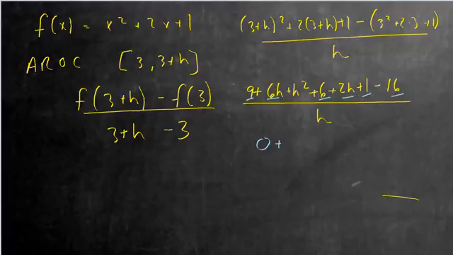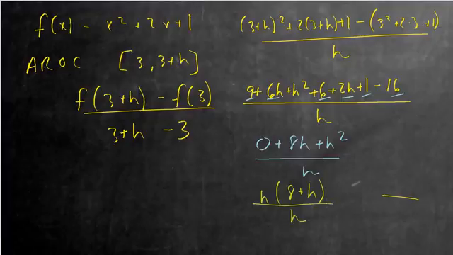6h plus 2h is going to go to 8h, and I've still got my h squared all over h. Can we simplify a little more? I think I can factor an h out of the numerator. H times, the 0 can go away, 8 plus h over the denominator. And now I can simplify away this h. So my average rate of change for this function from 3 to 3 plus h is going to be 8 plus h. Fantastic.